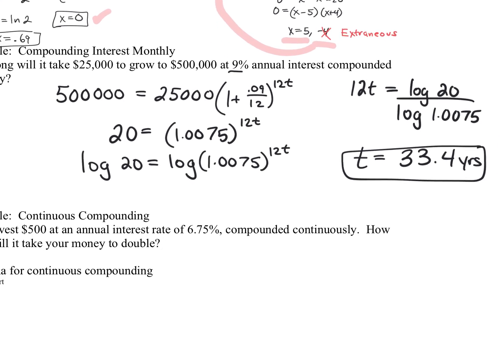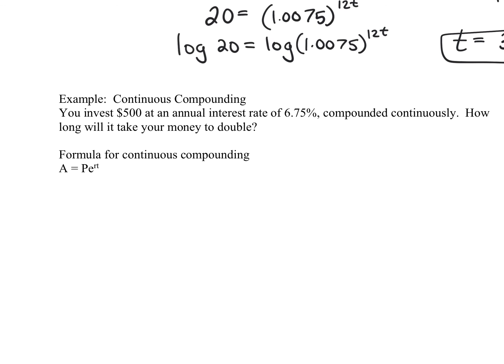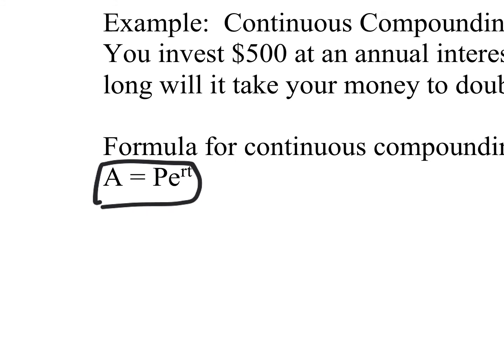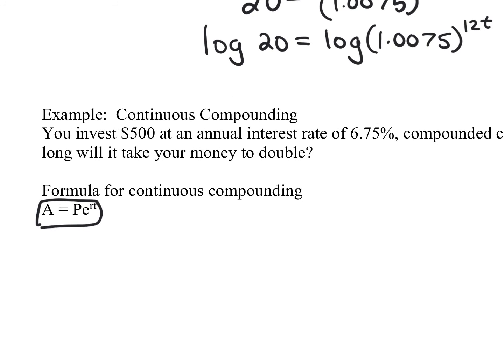We have one last problem. It is a continuously compounding interest problem. That's where we are going to use this formula here. The current amount is the principal times e raised to the r times t. So we're going to set this up.